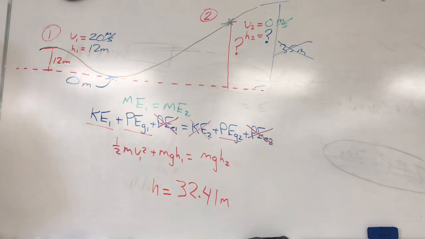Algebraically then, we plug in our values and we should get an overall answer of 32.41 meters. The penguin doesn't make it all the way to the top of the 35-meter tall hill, but we don't care. That's not the question. The question is, how high up the hill does the penguin go? The answer is 32.41. Questions that I can answer about that? It's a 2-location problem, but there's no spring involved in this particular one.